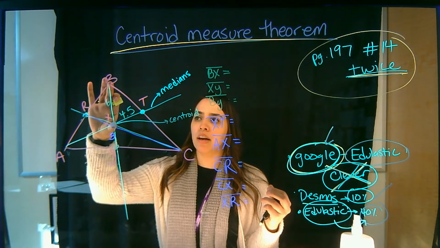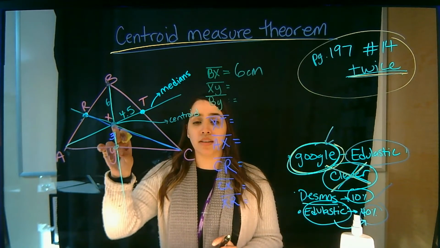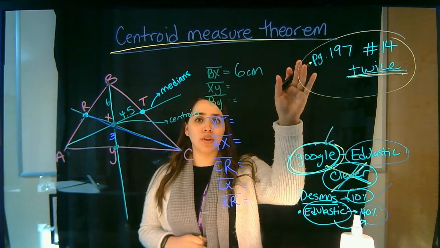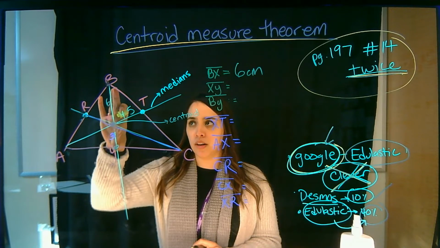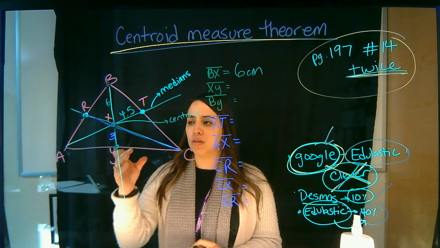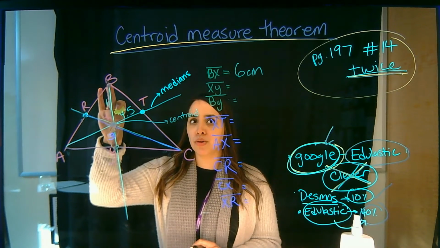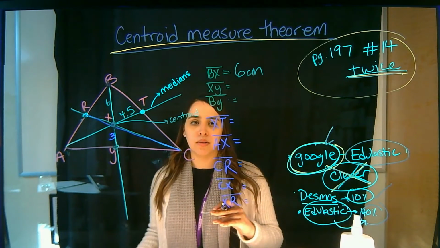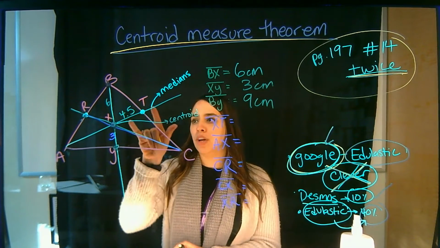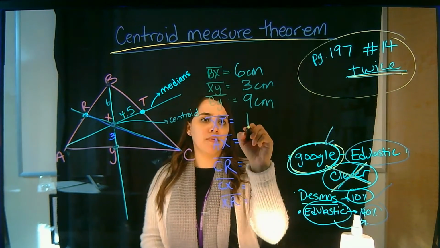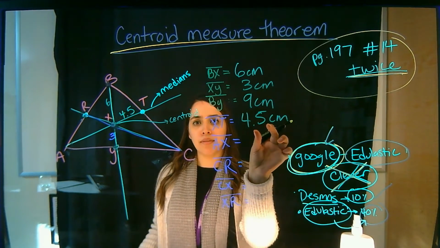So let's say you're given BX is 6 centimeters. XY would be half of BX because X is a centroid. We know that the centroid measure theorem states that this segment would be twice the size of this smaller segment if it's a median. We could also say that the smaller segment is half of the bigger segment. The total segment would be both of them added together, which is 9. If we're given XT is 4.5 centimeters, then that means that AX would be double 4.5, which is 9.